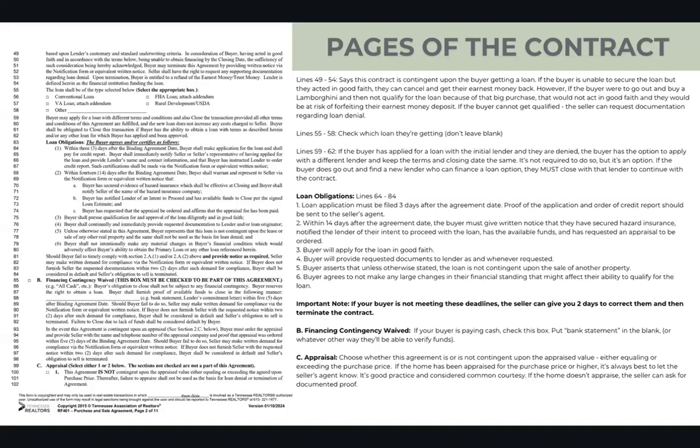Lines 55 to 58, you're going to check which loan they're getting. Don't leave this blank. Lines 59 to 62. If the buyer has applied for a loan with the initial lender and they are denied, the buyer has the option to apply with a different lender and keep the terms and closing date the same. It's not required, but it's an option. So if the buyer does go out and find a new lender who can finance a loan option, they must close with that lender to continue the contract.